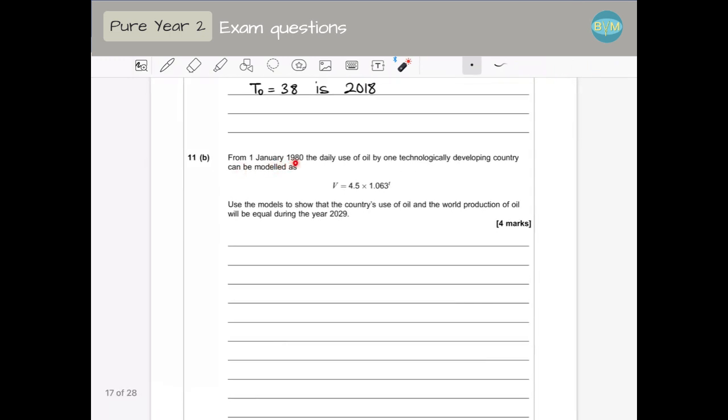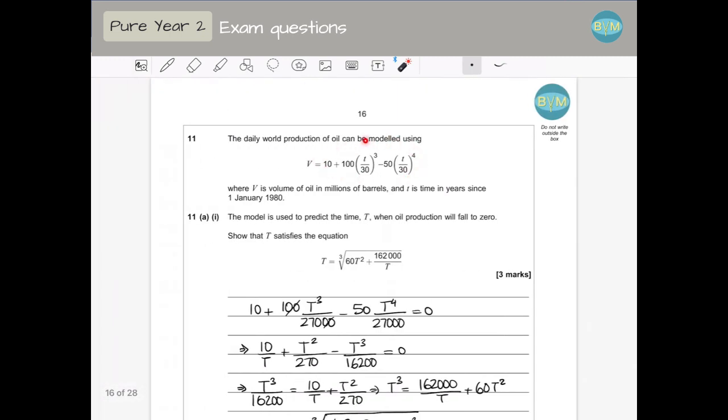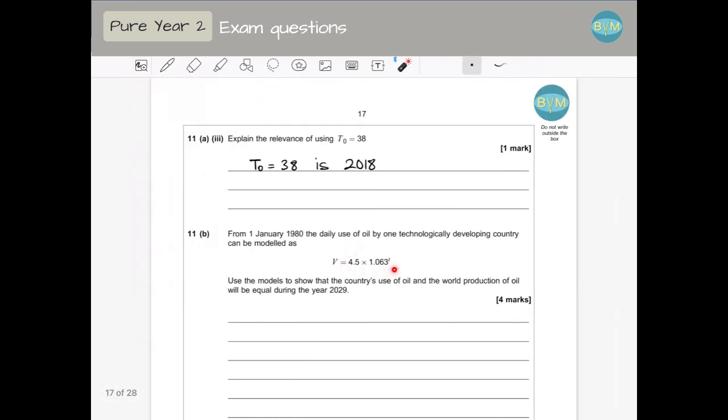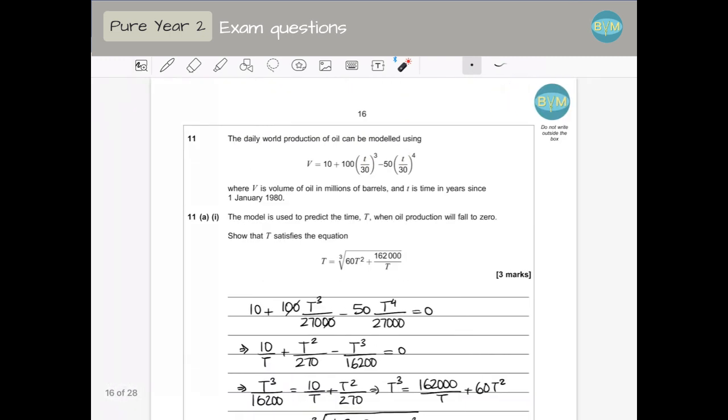From January 1980, the daily use of oil by one technologically developing country can be modeled as this expression here, which is an exponential. We have the t in the exponent. Use the models to show that the country's use of oil and the world production of oil will be equal during 2029. So this is the use of oil, and this was the production of oil. They are going to be equal to each other when this expression is equal to this one, but that's an equation that we don't know easily how to solve. We have t cubed, t to the power of 4, and then an exponential.